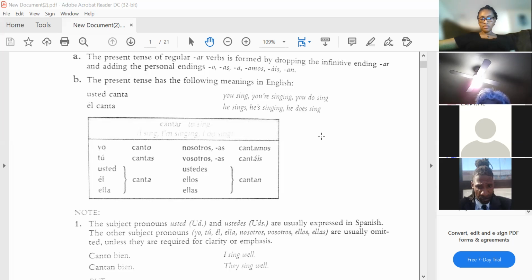Now, the thing about it is I don't have to say nosotros, which means we in Spanish. I can simply say hablamos español. And because of my ending, it lets anybody with an ear know that I'm saying we, because it ends in AMOS. And that's hard for us to conceive in English because we have to say I, you. We have to say it. In Spanish, they rarely ever use such pronouns. They say hablo español, and you automatically know that I'm saying I speak Spanish. Yo no hablo español. I don't speak Spanish.